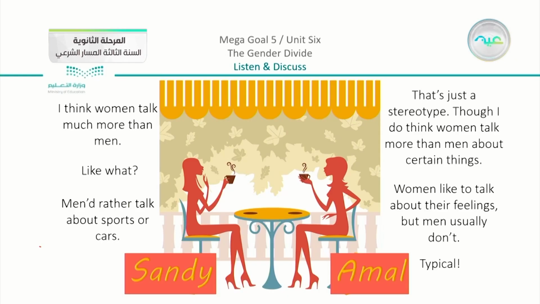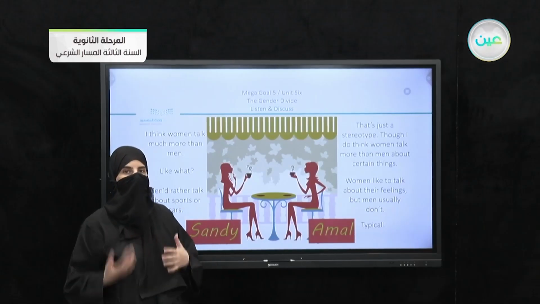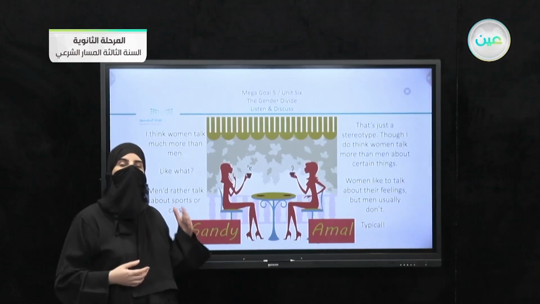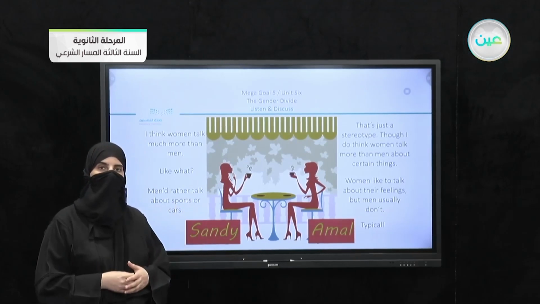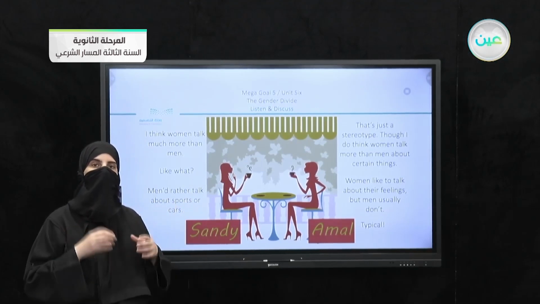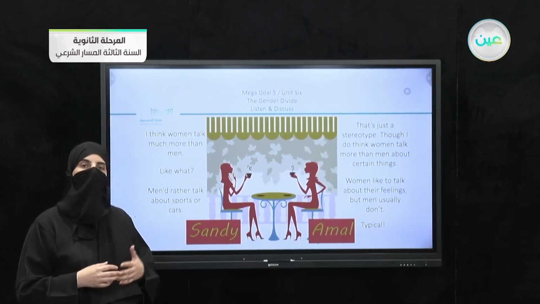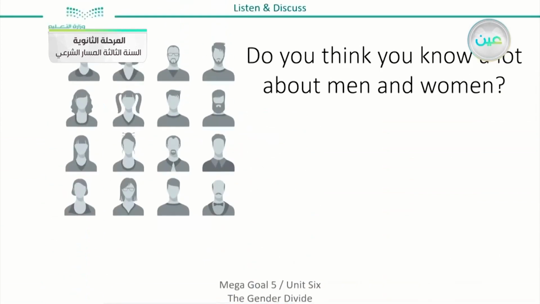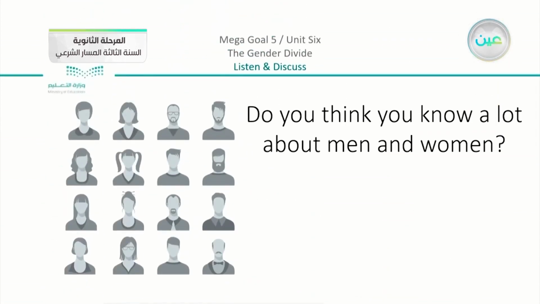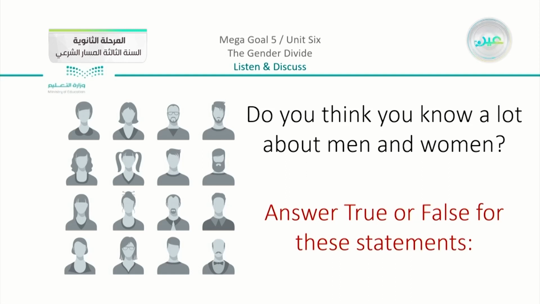Now here, Amal sees that it is very typical that men like to talk about sports or cars. This short conversation shows that there is a difference between the two types. Now we are going to go more, and throughout the unit, we are going to think about the differences. Do you think you know a lot about men and women? If you still don't have the complete idea, we are going to pass by true or false statements.